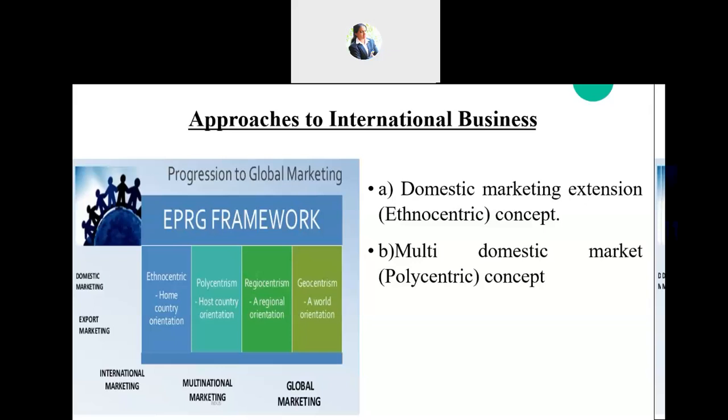But then there is some disadvantage of this approach also. Now, the disadvantage is that this approach can restrict the advancement in the career of both local and foreign nationals working in the company. And also, there are chances that the polycentric concept reduces the chance of synergy within the firm as a whole.